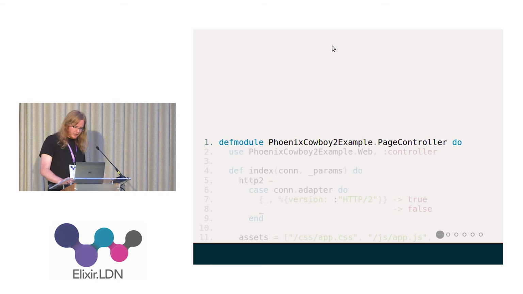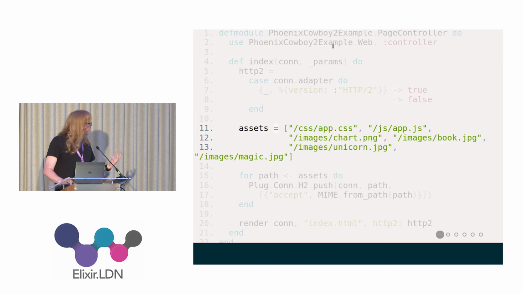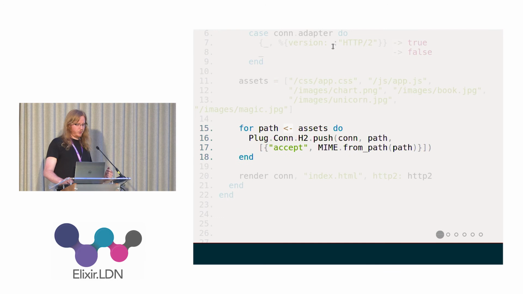This is separate, so this will tell you on the page whether it's using HTTP/2 or not. I said earlier, you don't normally have to reach for the adapter. This is one case where you can reach into the adapter and pull out the version from the map there. So if it's HTTP/2, then we'll set the HTTP/2 flag to true. And then we'll have a list of assets, app.css, app.js, and some images. And then we'll go over all these and call push on them.